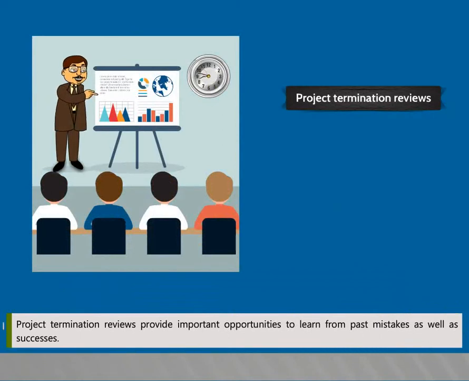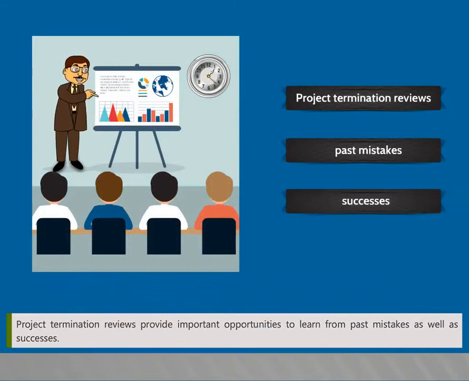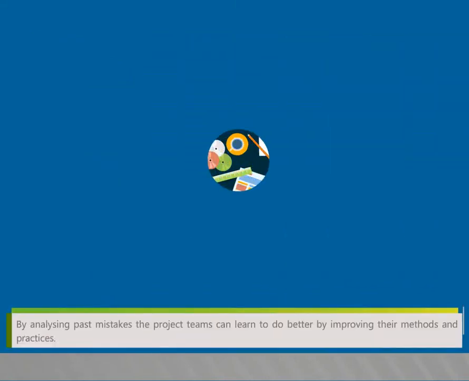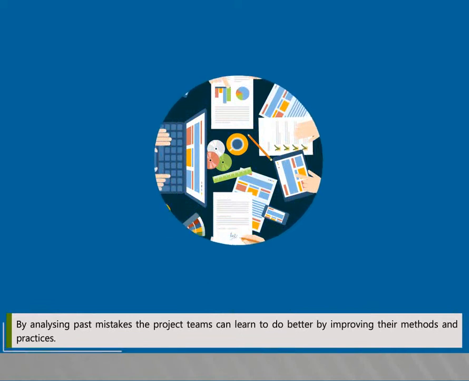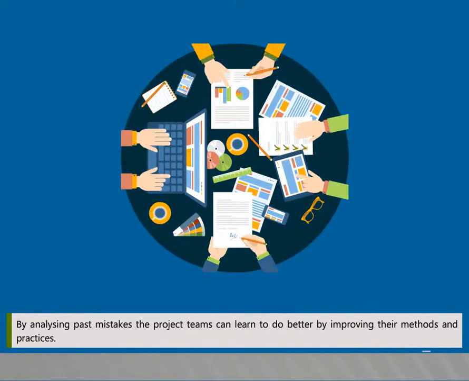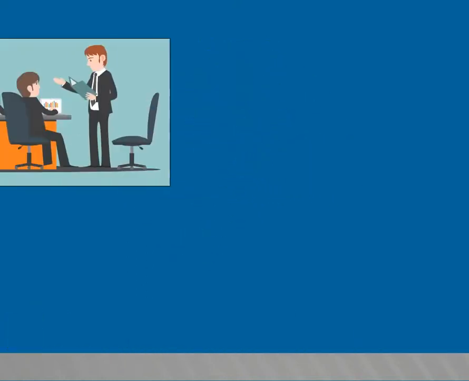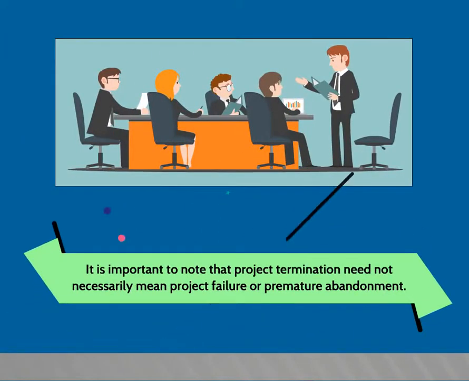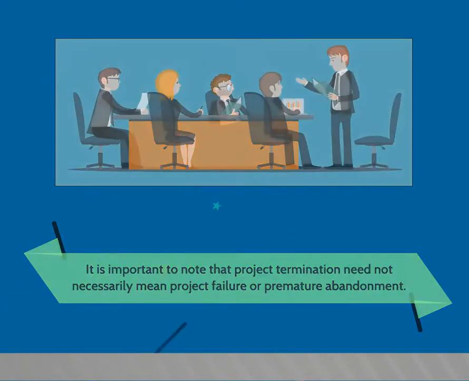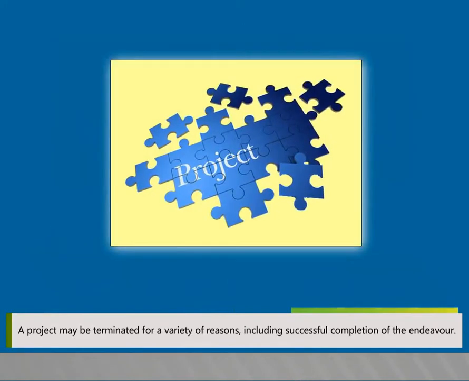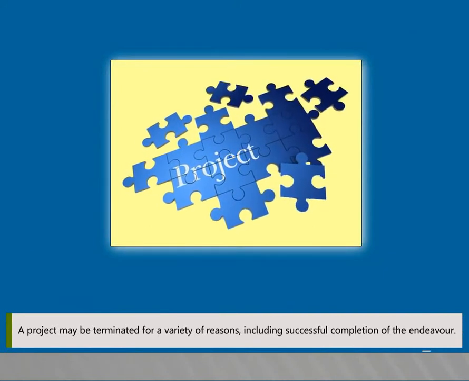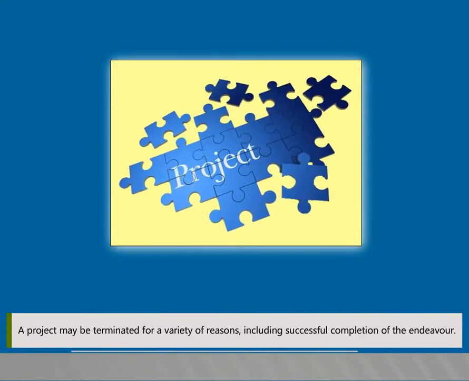Project termination reviews provide important opportunities to learn from past mistakes as well as successes. By analyzing past mistakes, the project teams can learn to do better by improving their methods and practices. It is important to note that project termination need not necessarily mean project failure or premature abandonment. A project may be terminated for a variety of reasons, including successful completion of the endeavor.